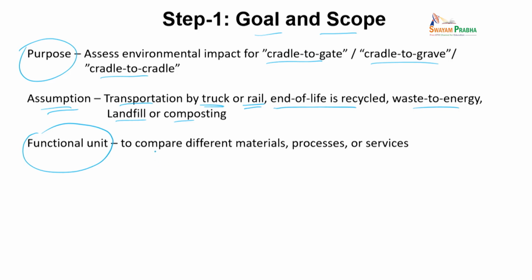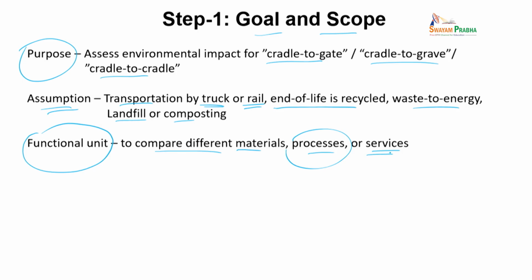We do that because we can compare different materials, processes and services. For example, if I say water bottles, that is my functional unit, because it's going to serve a function of storing some water I can carry along. So here I can ask whether I should make a bottle with PET or with steel or with clay or with plastic. So these are all options.